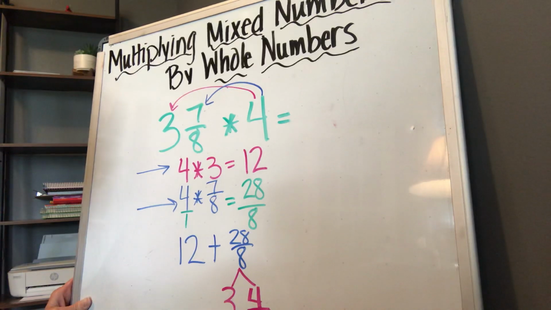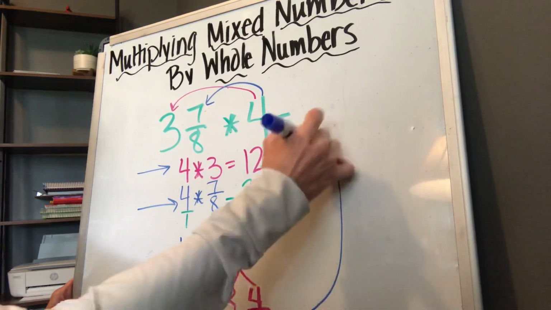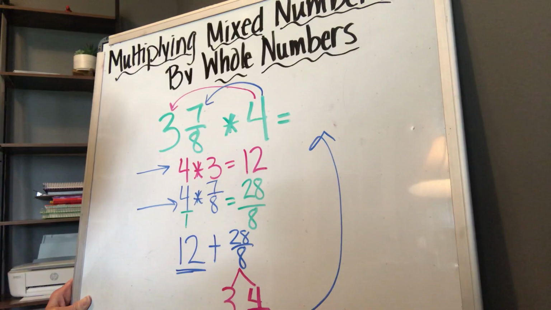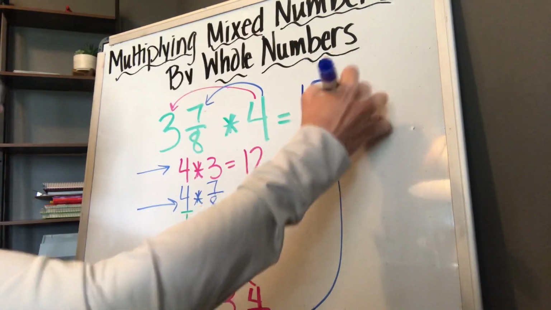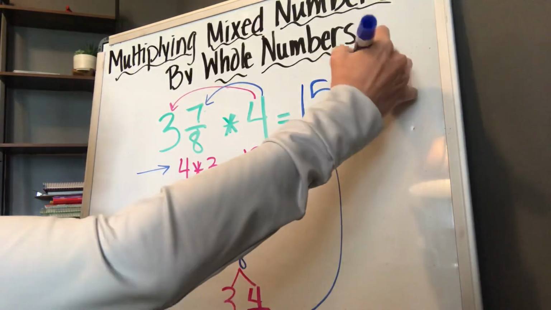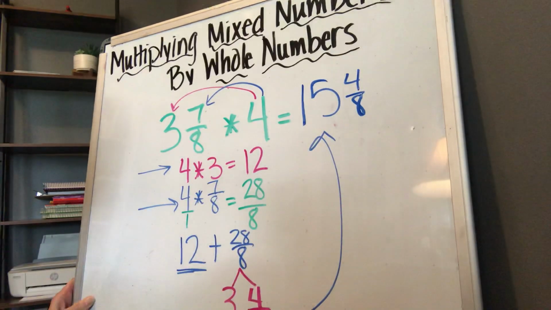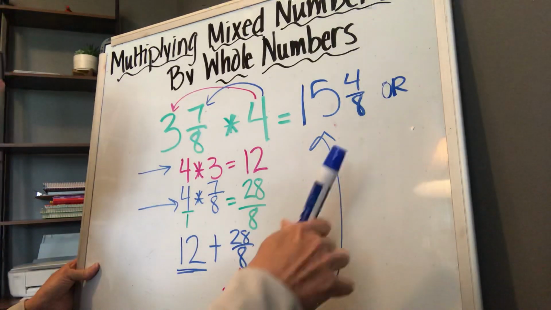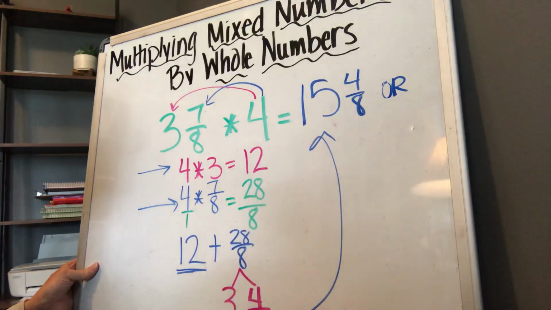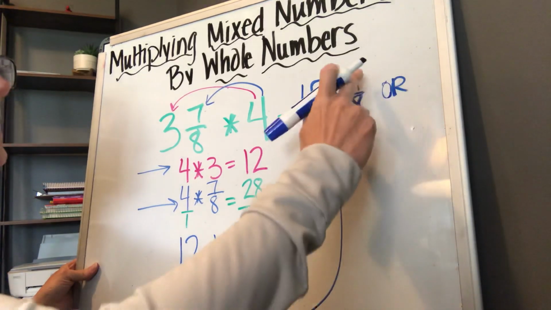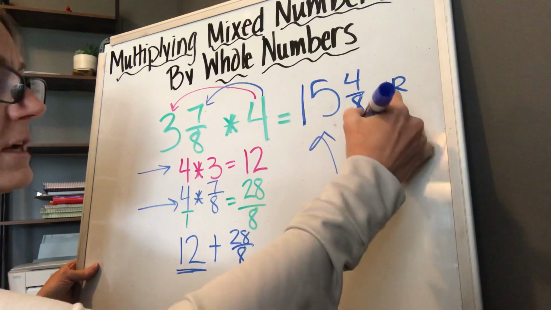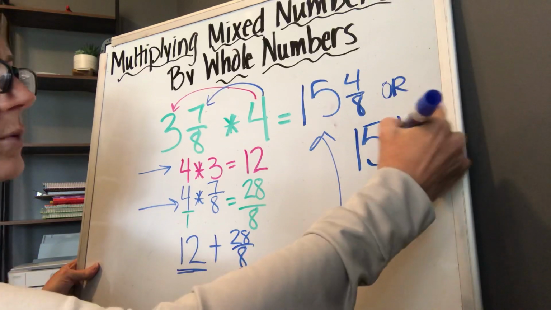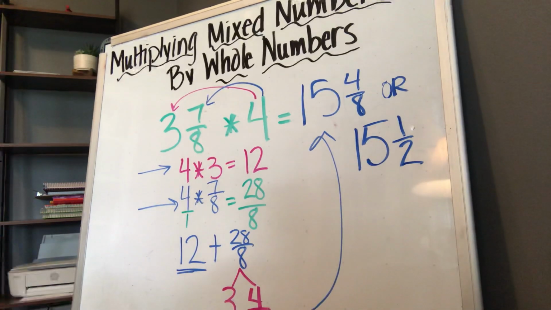Then we can put that together with our first product of 12. So our answer up here, 12 plus 3 is 15, and 4/8. 15 and 4/8. Or if you took it even one step further, you might have noticed that 4/8 is equivalent to 1/2, because 4 is half of 8. So you could have said 15 and 1/2.